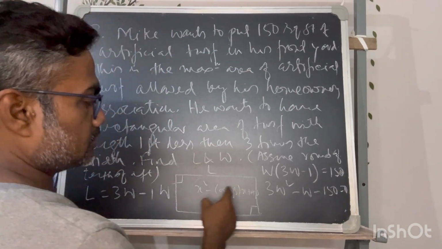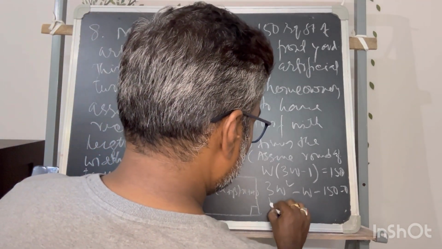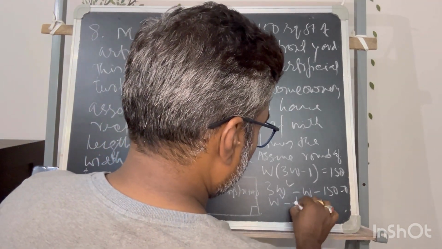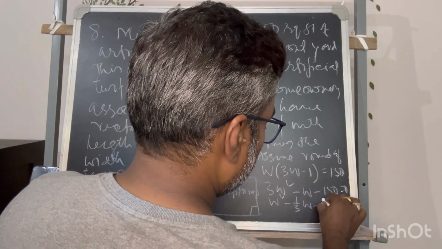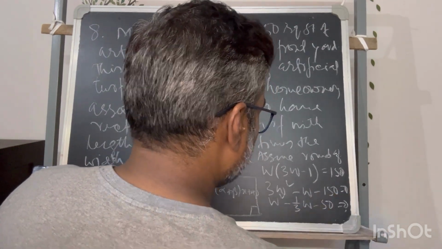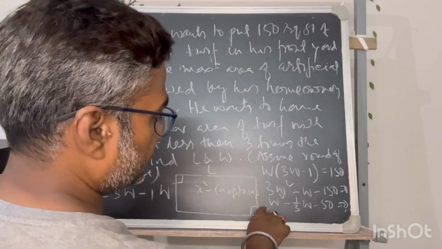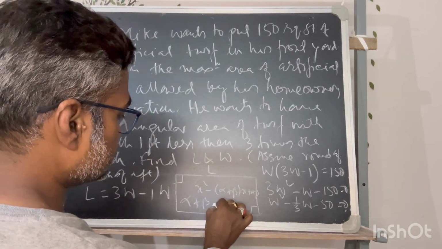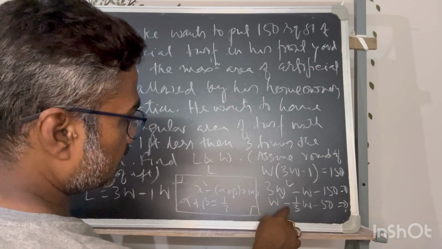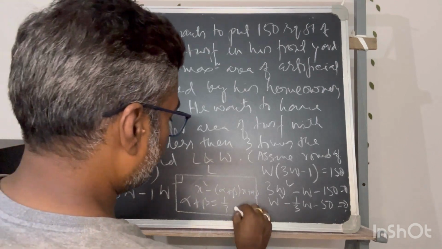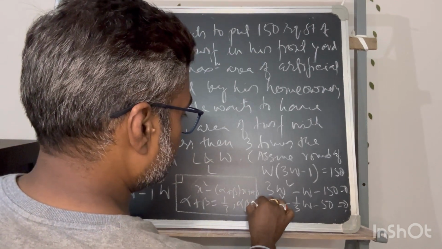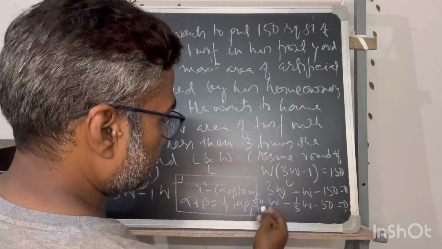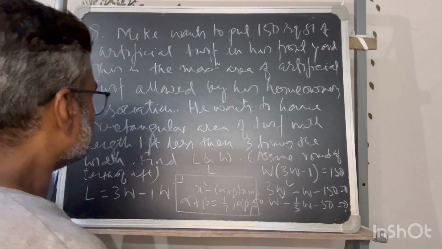So x, how do you do that? For that you can change this by dividing throughout by 3. So now this is free from that. Now your alpha plus beta is equal to 1/3, because both are minus. And your alpha beta is equal to minus 50.